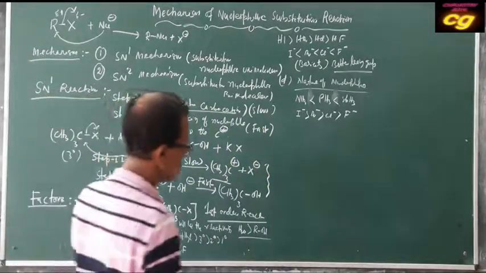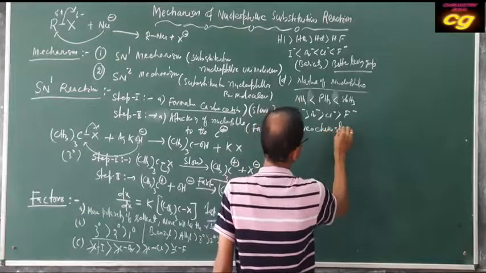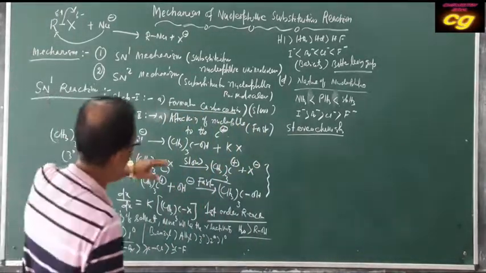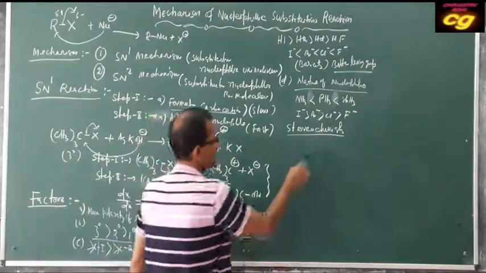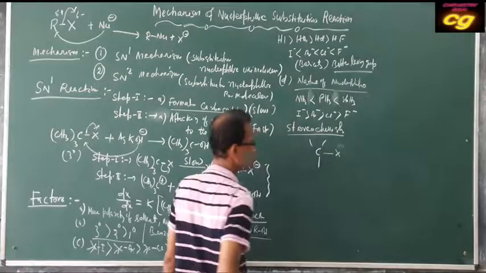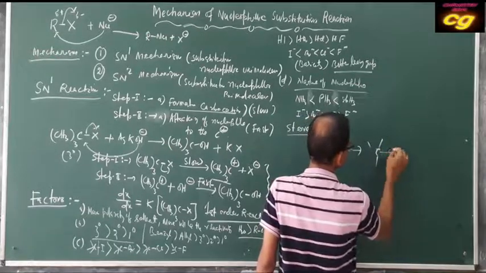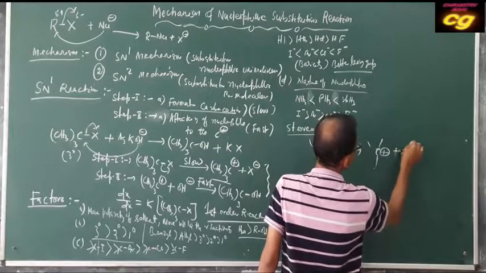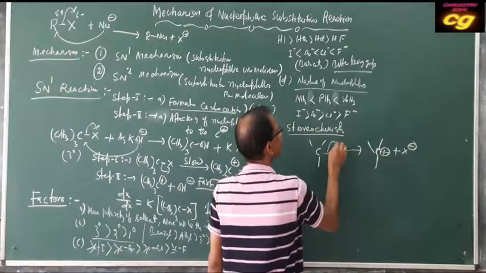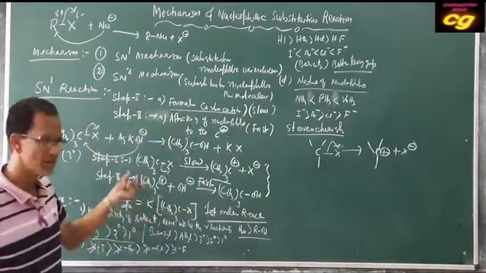Then what is the stereochemistry? If you see the stereochemistry of the SN1 reaction, the first step is the formation of a carbocation, from the substrate with leaving group X. And the second step is the attacking of the nucleophile. So we are discussing the nature of the product.